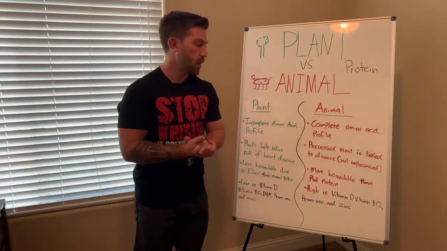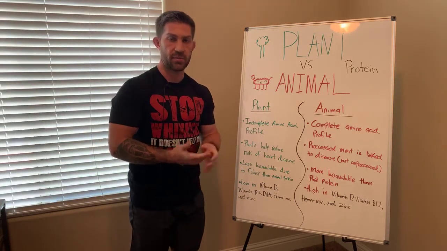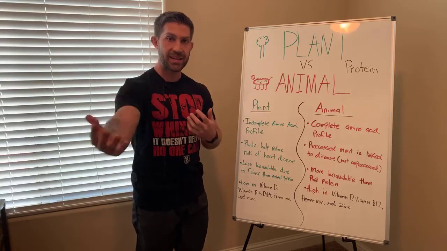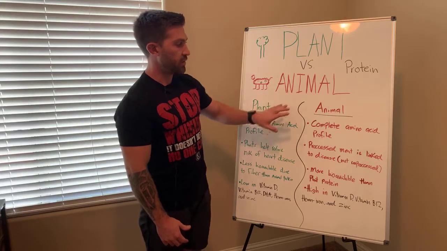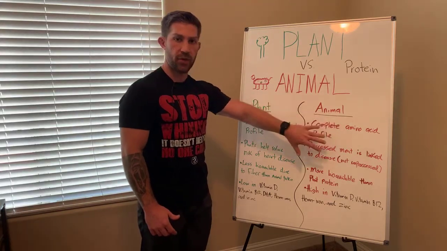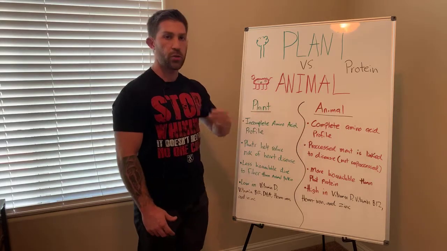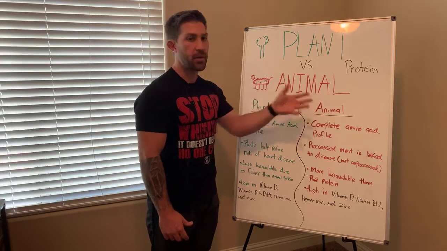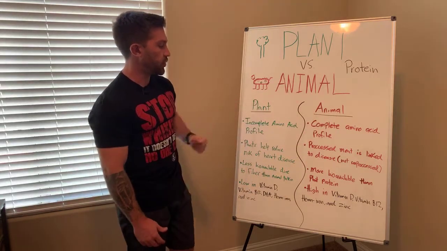So what does that mean? Well, there are essential amino acids and there are non-essential amino acids. Essential amino acids means your body can't make them internally, so it has to get them from an external source. Animal proteins have complete amino acid profiles, especially the essential amino acids. So you can be sure that when you're eating an animal protein source, you're getting a complete amino acid profile.